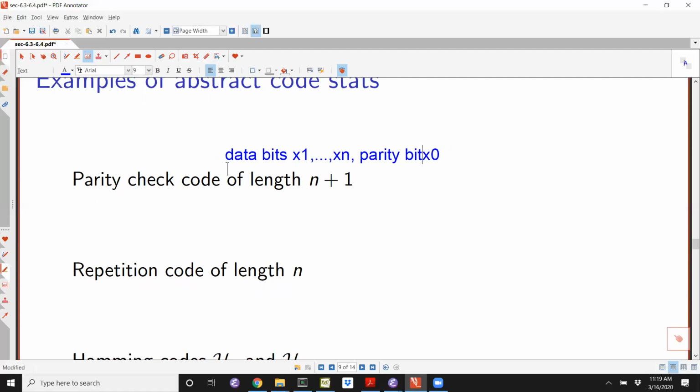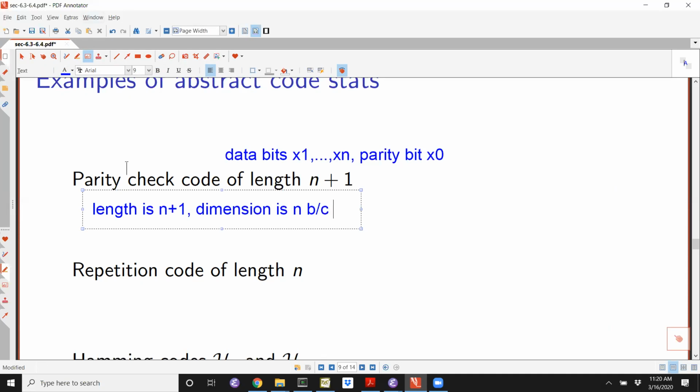Parity check bit x sub 0. I don't know why I was unable to get to that box, but there it is. All right, so that's what happens in the parity check code of length n plus 1. The length is n plus 1, because the length is the length. The dimension is n, because the data bits are chosen freely.